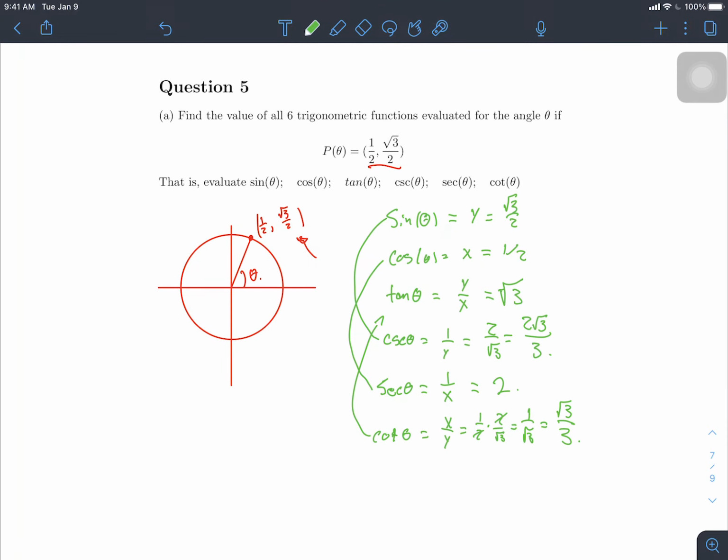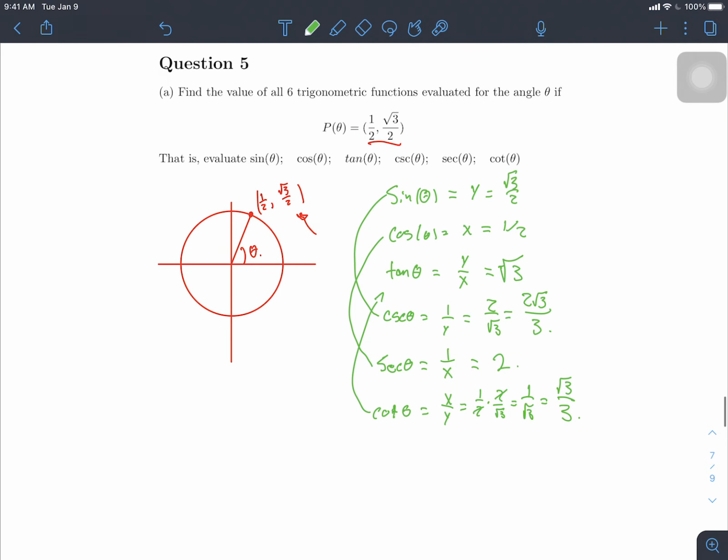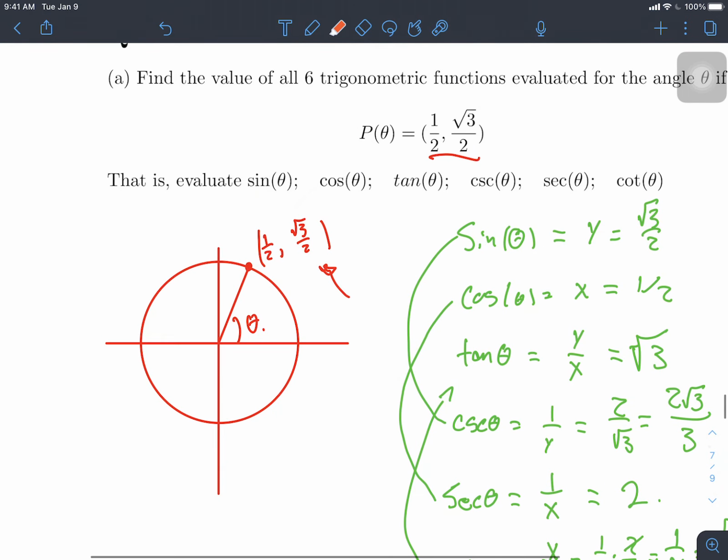Okay, and so that's a pretty easy problem as long as we understand where the definition of these trigonometric functions comes from. It comes from the unit circle. We put in the angle theta, and the values of sine and cosine and tangent and cosecant and secant and cotangent are all going to depend on the x and y value of the point on the unit circle towards which theta points.